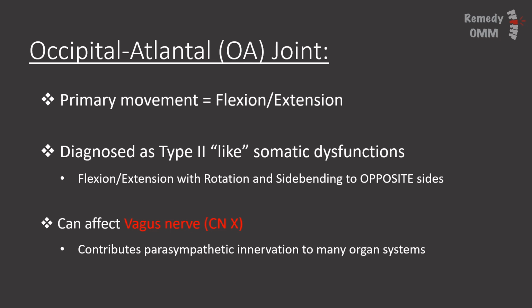The next point is without a doubt one of the highest yield points of the entire lecture. If you walk away with one thing from this lecture, it is this next point. Somatic dysfunctions that occur at the OA joint can and will affect cranial nerve 10, the vagus nerve. If you recall from the viscerosomatics lecture, the vagus nerve innervates some of the most important structures through the parasympathetic nervous system. And the reason OA somatic dysfunctions will affect the vagus nerve is because of the way the vagus nerve exits the skull through the jugular foramen.